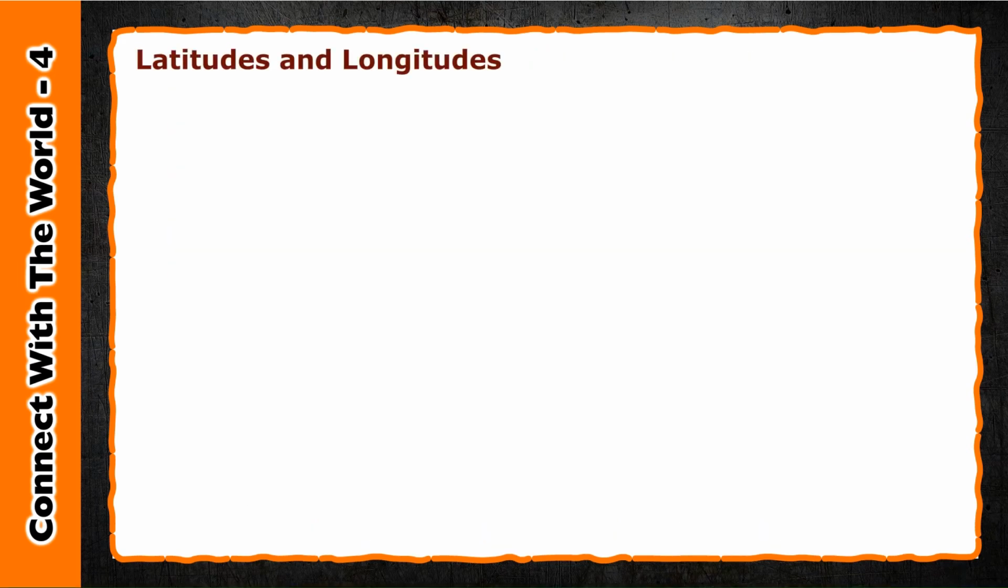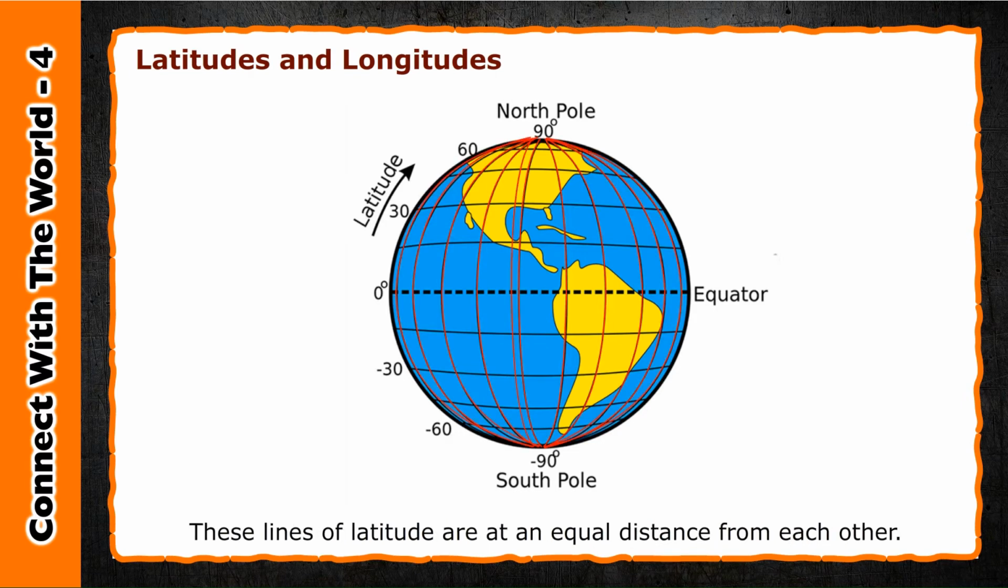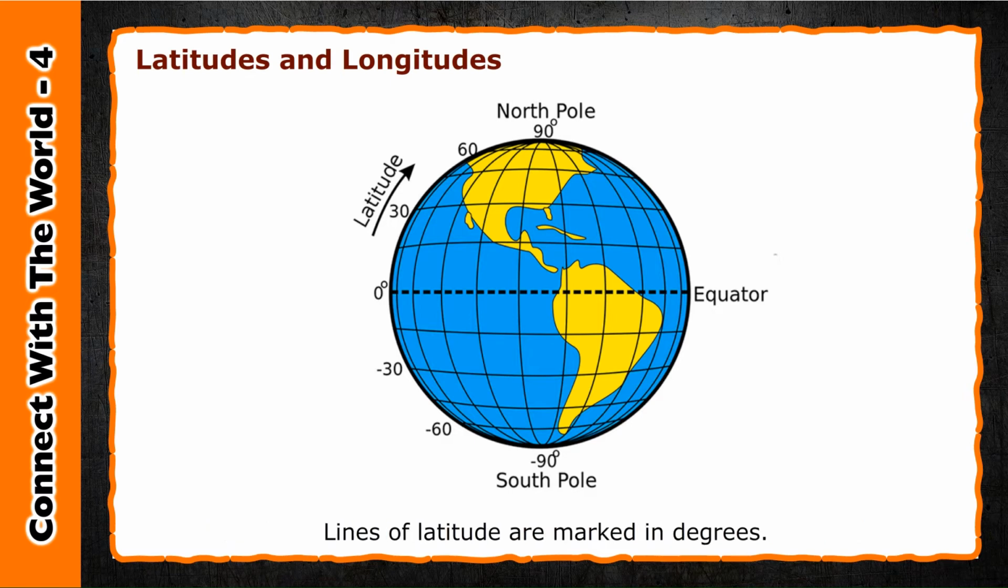Latitudes and longitudes. Latitudes, also known as parallels, are the imaginary lines running parallel to the equator. These lines of latitude are at an equal distance from each other. Lines of latitude are marked in degrees. The equator is marked as 0 degree.